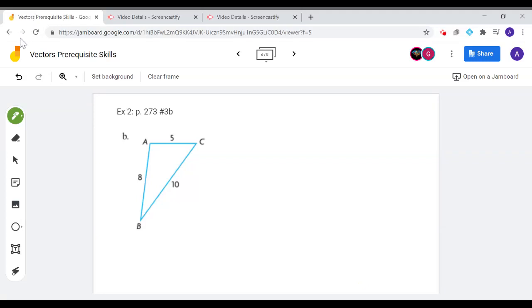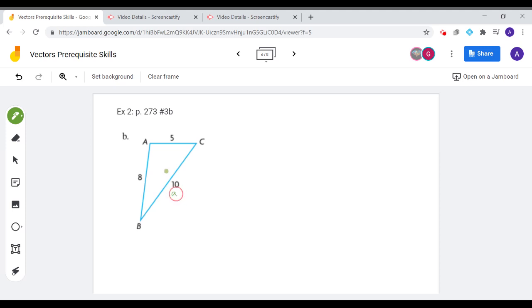Hello everybody, we're going to continue our vectors prerequisite skills video. So for this example we need to solve this triangle, but it's not a right triangle, so I can't use Pythagorean theorem or SOHCAHTOA. Instead, because I have all of the sides and none of the angles, I'm going to use the cosine law. The first step to using the cosine law is to label the sides.